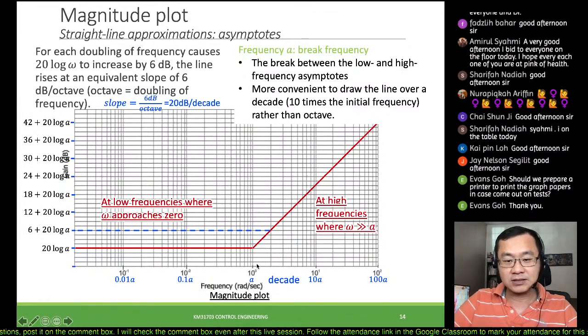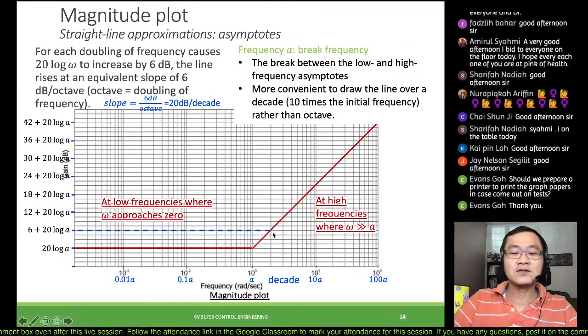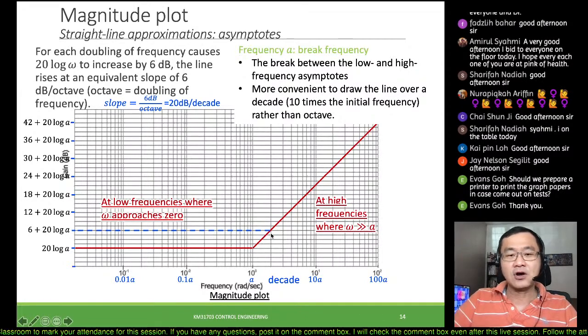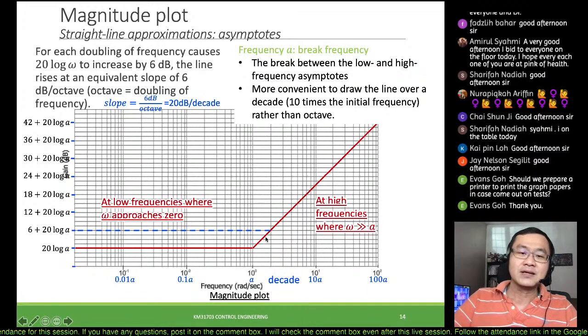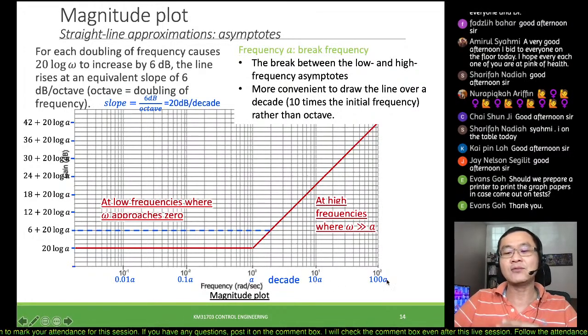So this one comes to the next one is 1 octave, and because of 1 octave, it should increase 6 dB per octave. Or an easier way: we call this from 1, 10 power 0 is 1, 10 power 1 is 10. So we call this 1 decade. You can see that if we put a value of a here, then this should be 10a, 100a, and so on the other side.